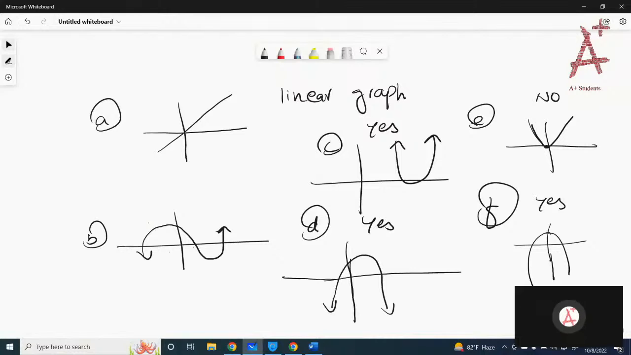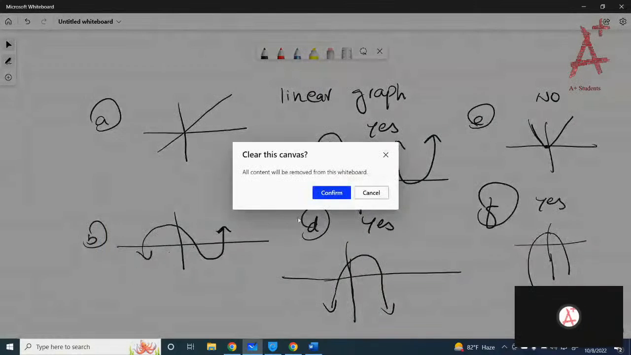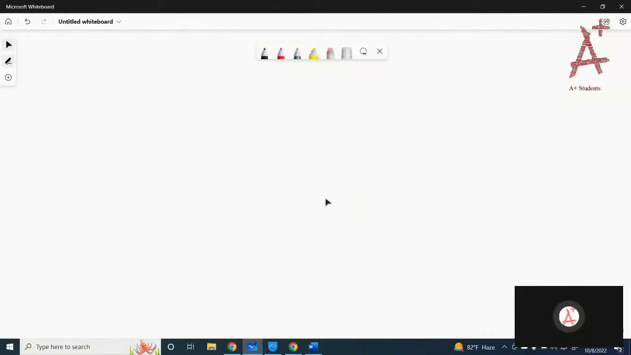Okay, the next question is: determine the degree of each relation. You are given the relations, and you have to find the degree of each. Okay, the first one is y equals 5x minus 2. The degree of the relation is the power of x. Got it? Here only one power of x is included, so the degree of this relation is 1.